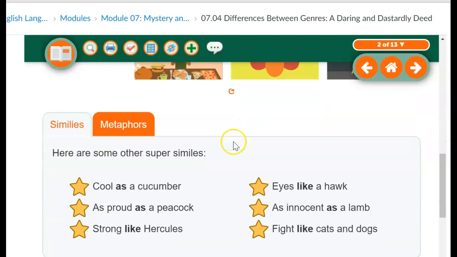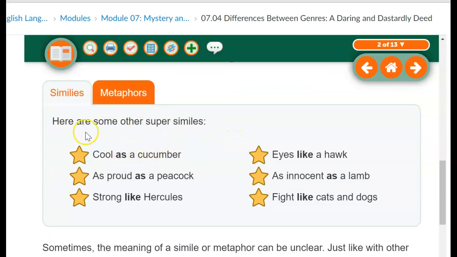Good. I think you guys are getting the hang of these. So here's some other similes. Cool as a cucumber. Did he turn into a cucumber? No. Cucumbers are something that usually is kept in the refrigerator and can be cool.